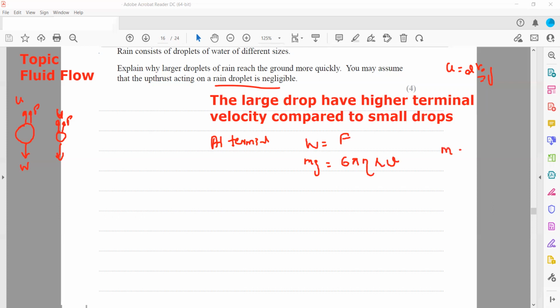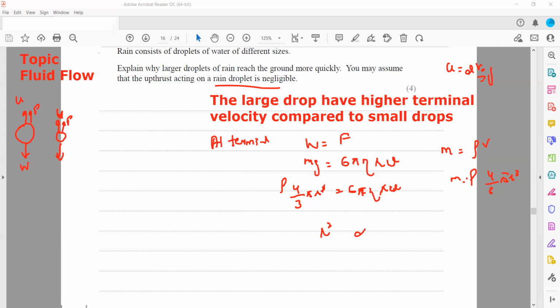What about the mass of the object? Mass is density multiplied by volume, the density of the object multiplied by volume. And the volume of a sphere is 4 by 3 pi r cube. So in place of mass, I can write density into volume, and after writing that, I can write density times 4 by 3 pi r cube is equal to 6 pi eta r v. When I simplify this, one r cancels with the r cube. Rest all are constant.